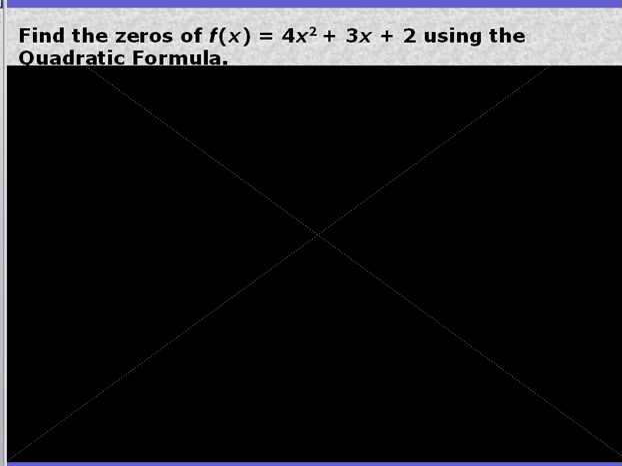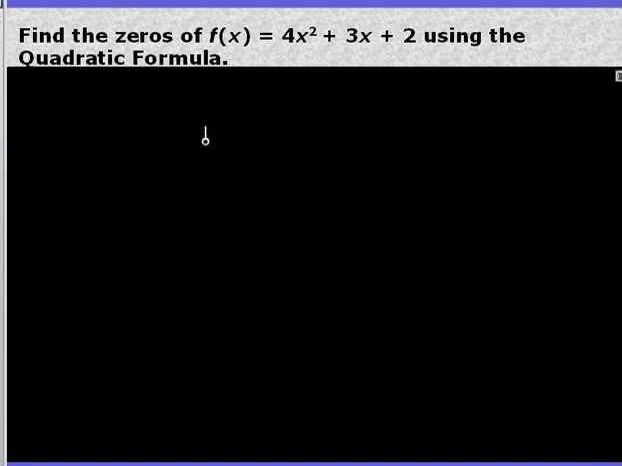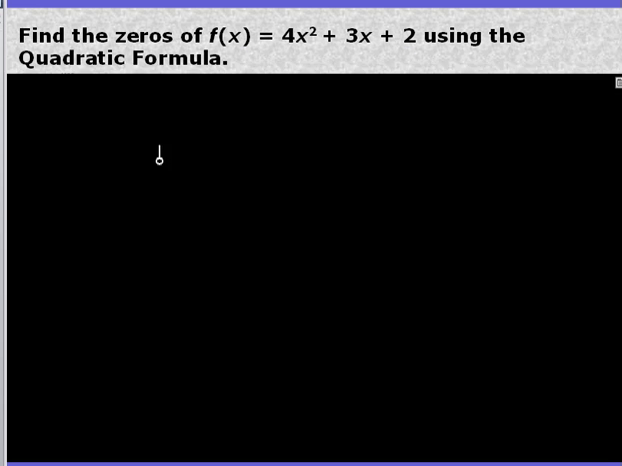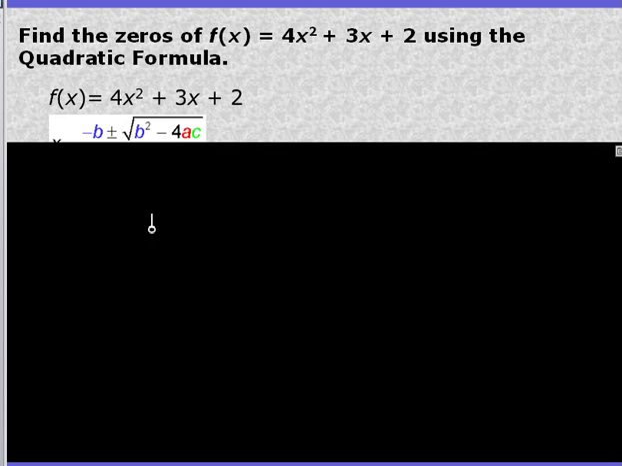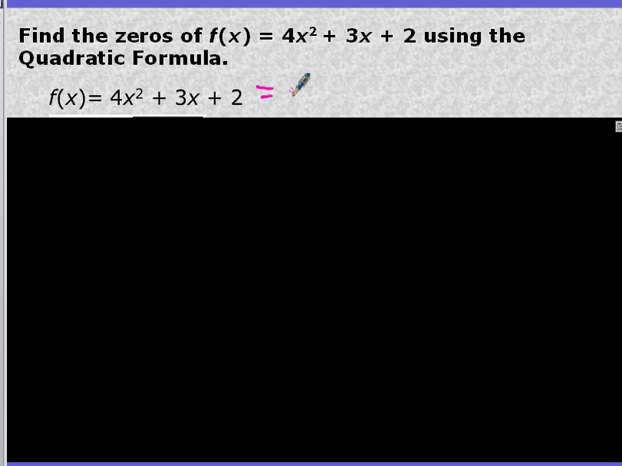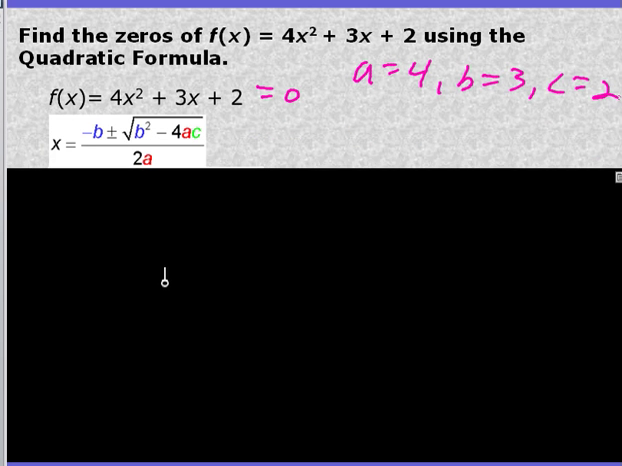And here's another example. Find the zeros of f of x equals 4x squared plus 3x plus 2 using the quadratic formula. Again, check to see if it's in standard form. In this case it is. Set that equal to 0. And then we want to identify our a, b, and c. A is 4, b is 3, c is 2. Plug them in.